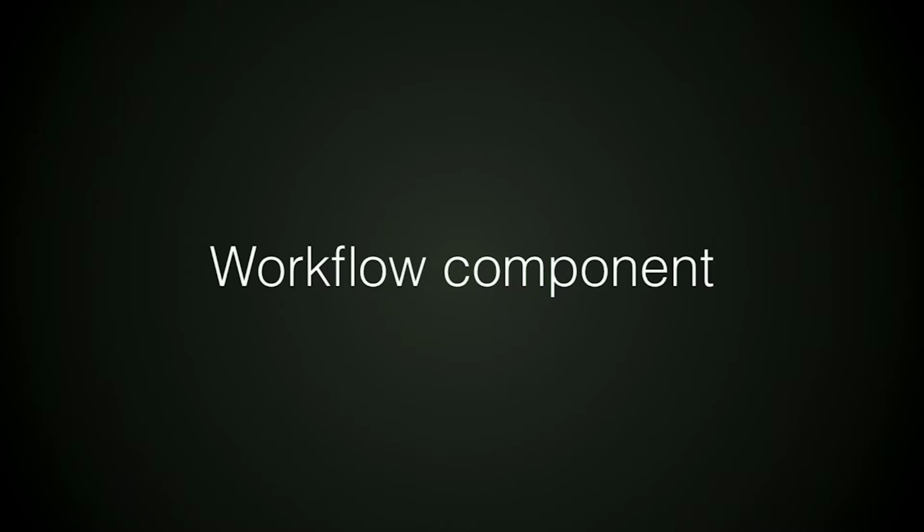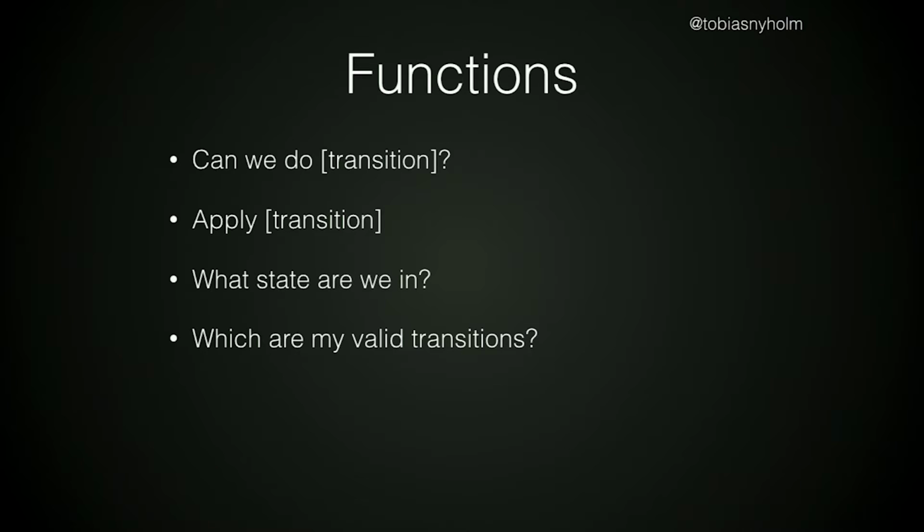There are more features, but it's not more complicated. Some functions of the workflow component and that state machine are: we have the can we do transition, we also have the apply transition, and in addition, we have what is our current state and what transitions can we do now. These are the four only public functions on the state machine, on the workflow component.